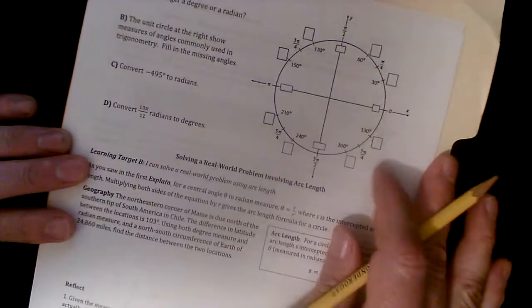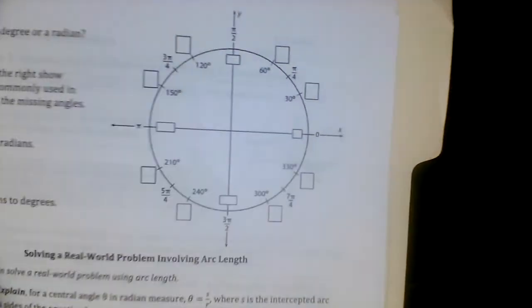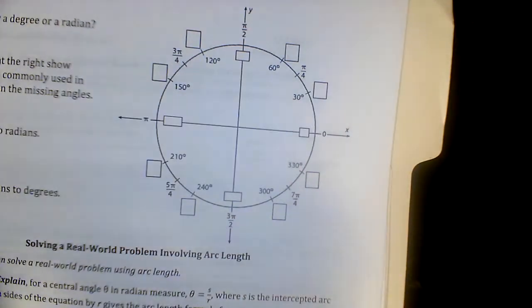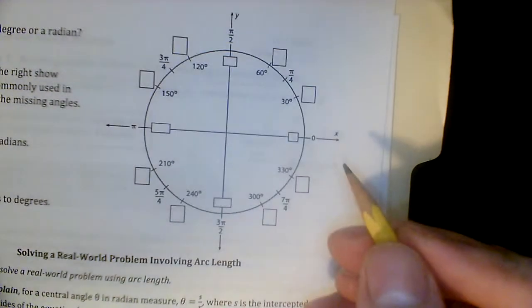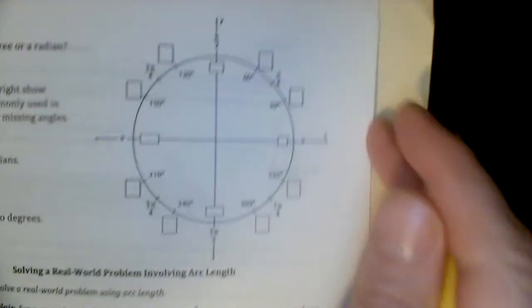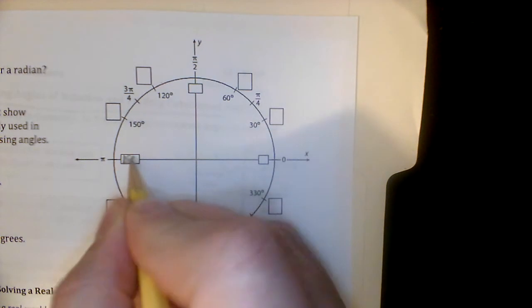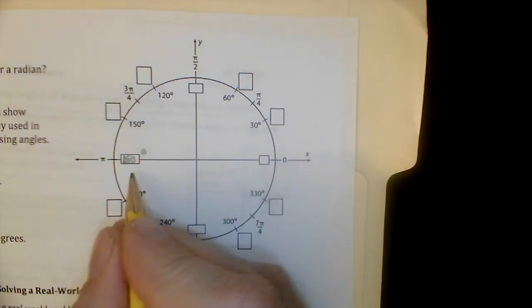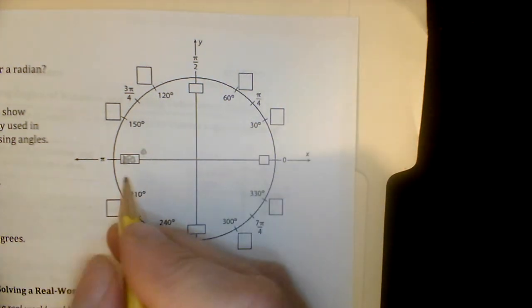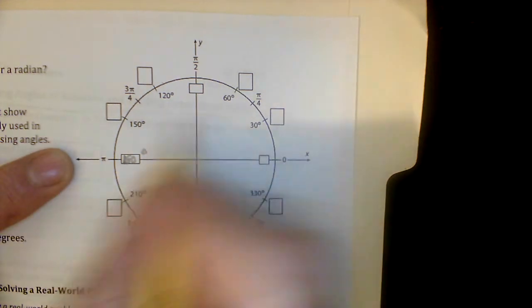Alright, I want to give you your first glimpse at what's called a unit circle. Here is how I do the unit circle. If I took 30 degrees over here, let's go over here. 180 degrees is the same as pi. So if you come back here, that's halfway around the circle.